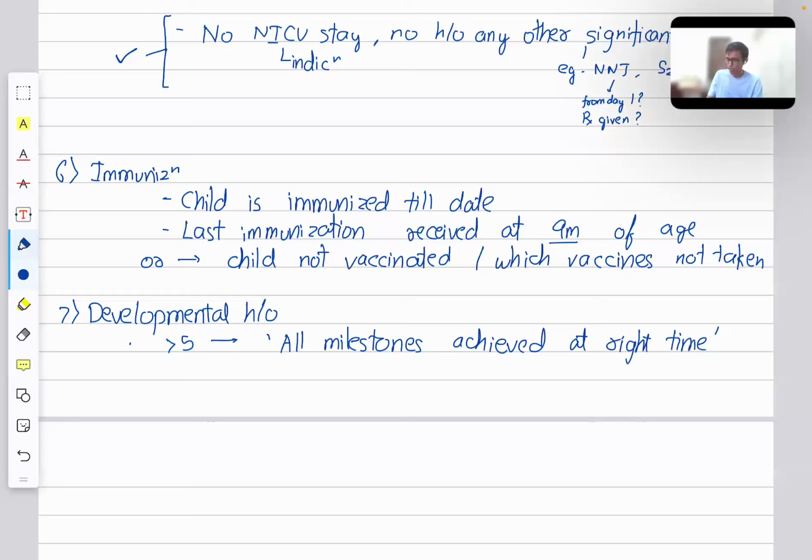Also mention about the scholastic performance. Tell that he is good at studies and he makes friends at school.